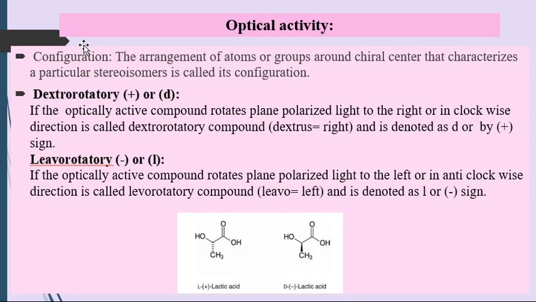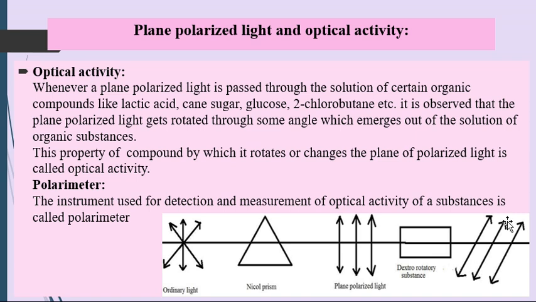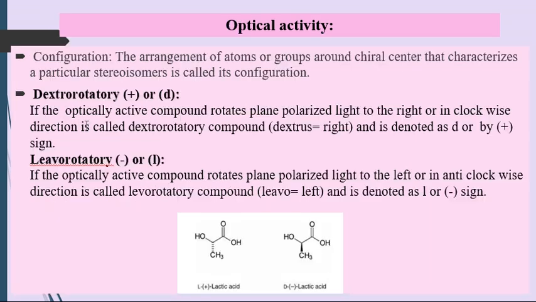Then next is the optical activity. First, configuration: the arrangement of atoms or groups around the chiral center that characterizes a particular stereoisomer is called its configuration. First, dextrorotatory, it is denoted by plus or small d. If the optically active compound rotates the plane of plane polarized light to the right or in clockwise direction, it is called a dextrorotatory compound. Dextro means right, and it is denoted by plus sign or small d.